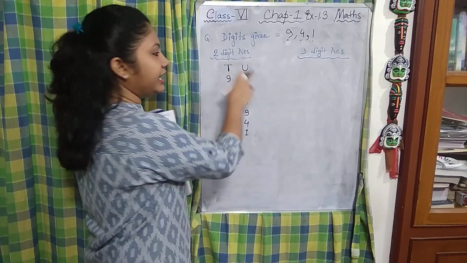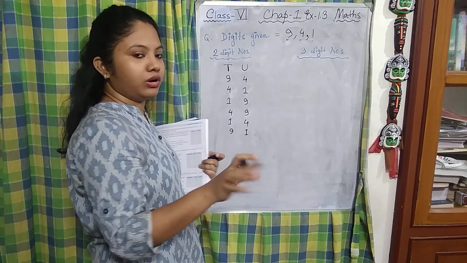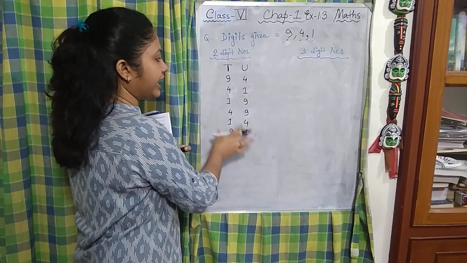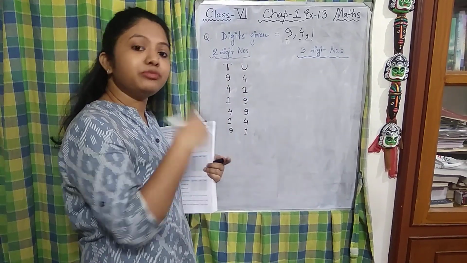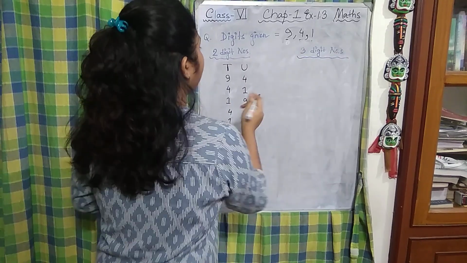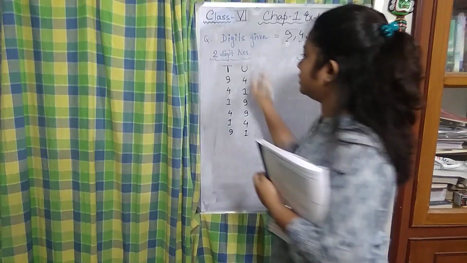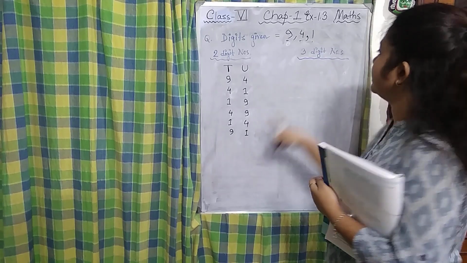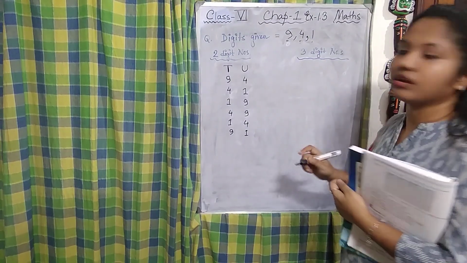Repetition means 9 9 or 4 4, no. All the combinations that can be made by not using them twice. Now this is the six combinations. Now talking about the 3-digit number.